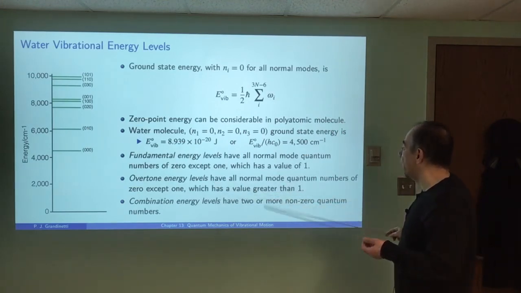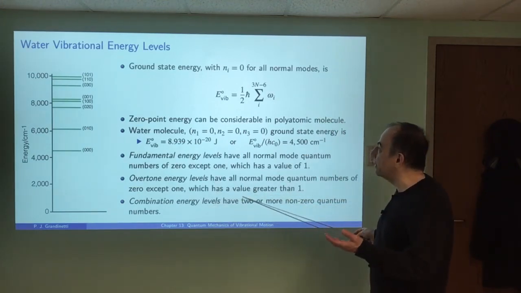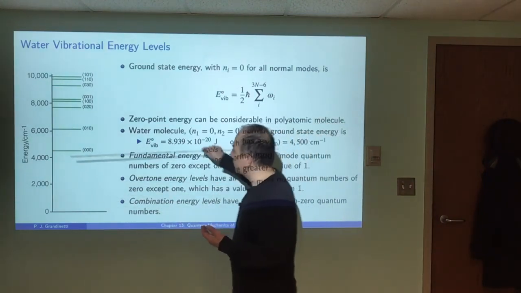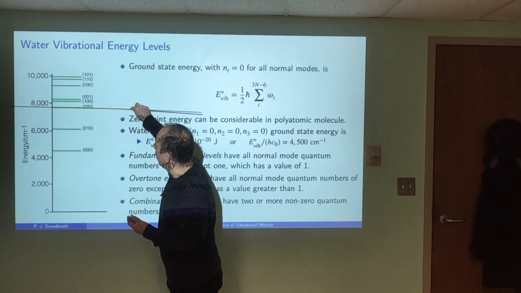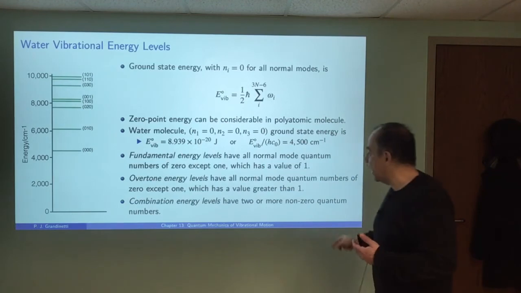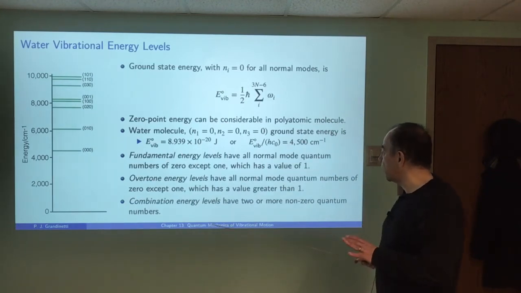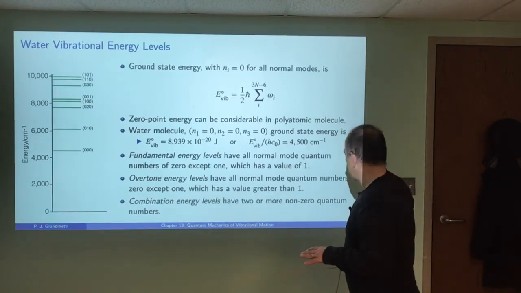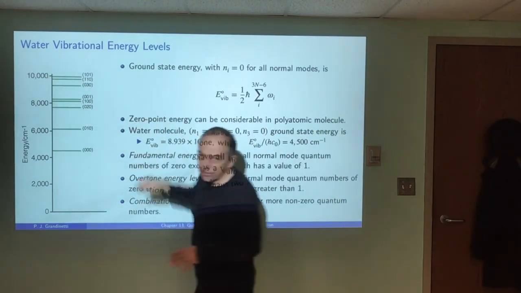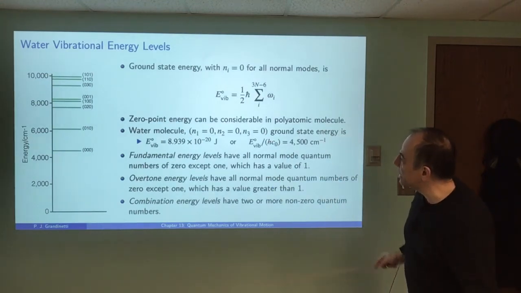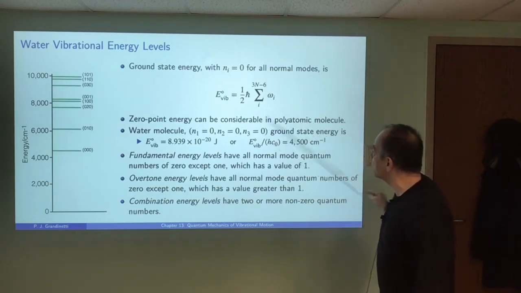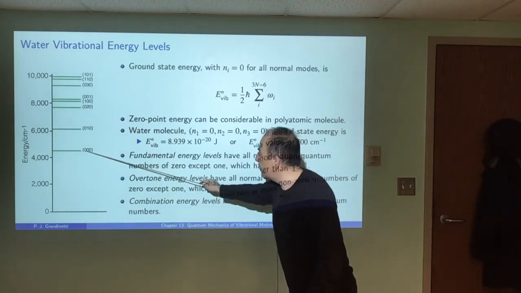Overtone levels are ones where all of them are 0 except for one, and that one has a value that's greater than 1. So for example, here 020 is an overtone level, 030 is an overtone level, and combination energy levels are ones with two or more non-zero quantum numbers. So for example, up here we have 110, that's a combination level. Okay. And so here we see the energy levels for the water molecule.